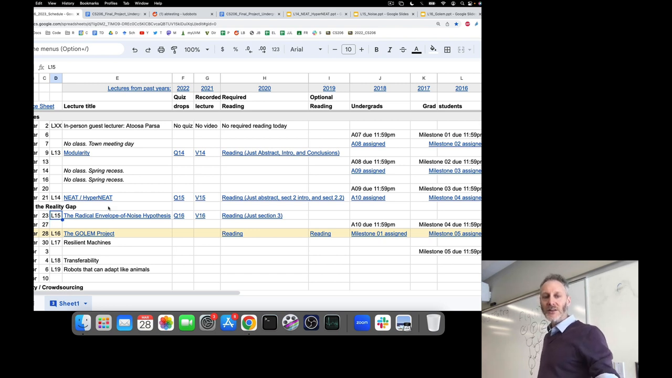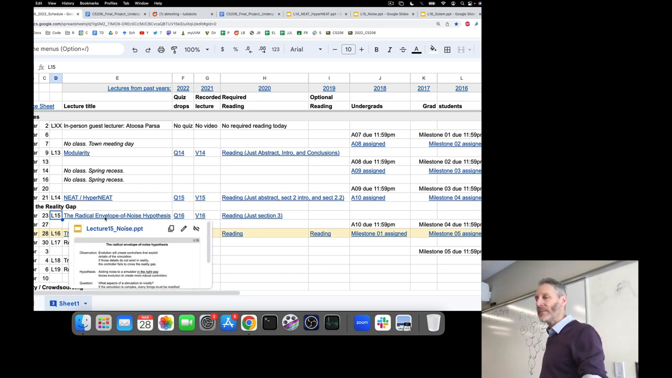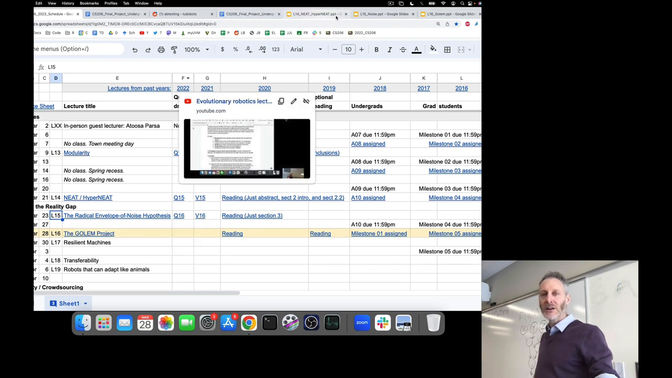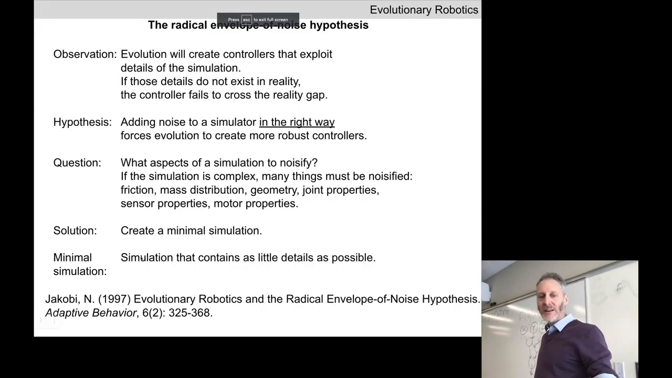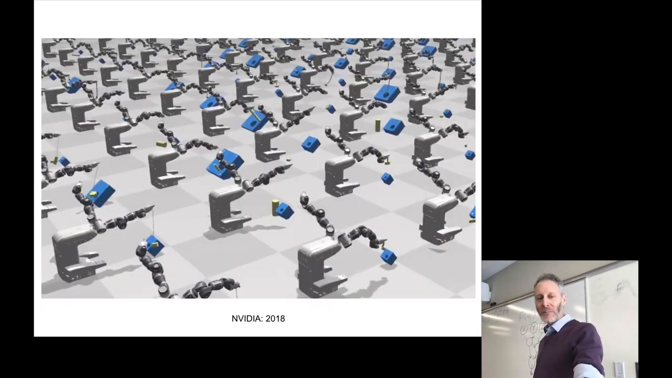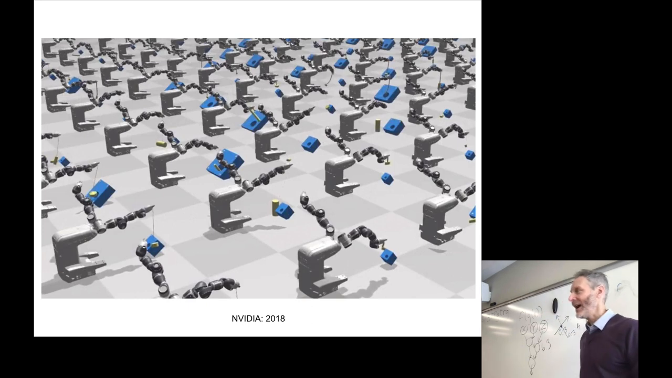Okay, so we'll start with looking at the very first attempt to cross the simulation to reality gap. As I promised, this was a project that was reported on in 1997, so at the very beginning of evolutionary robotics. What's old is new again.